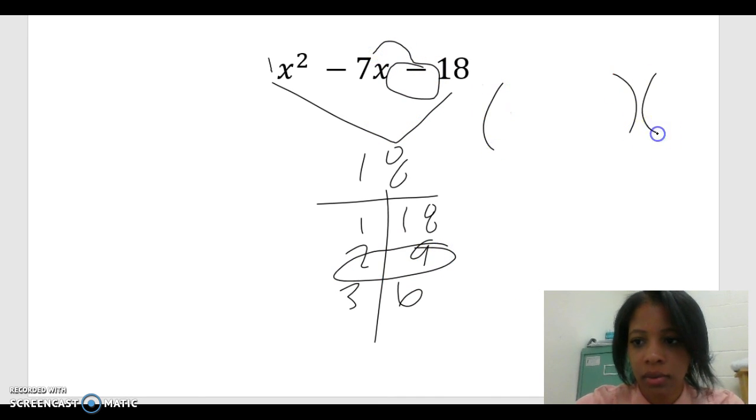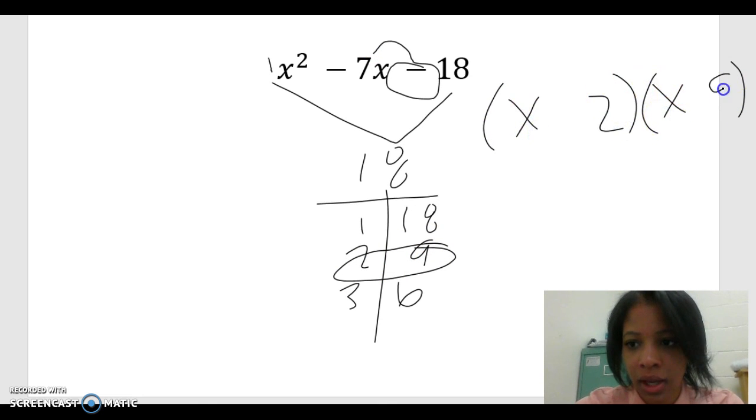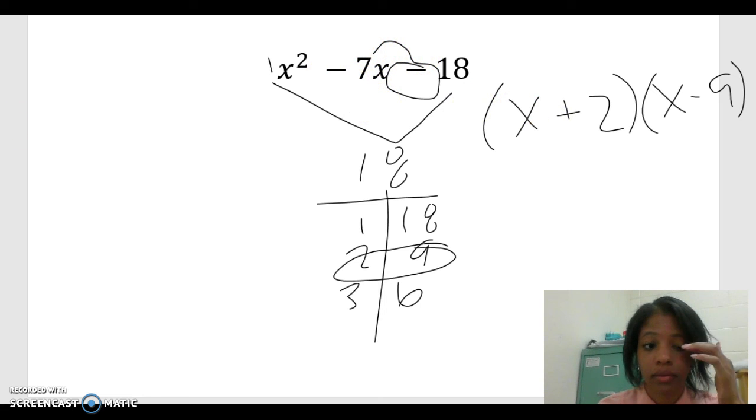Now I'm making my set of parentheses, put an X in both spots, put a 2 in one spot, a 9 in the other spot. So my first sign is going to go with my larger number, that's the 9, and then a negative times a negative, I'm just multiplying these signs together, is a positive, so that means that's what's going to go there. And it's as simple as that, right?